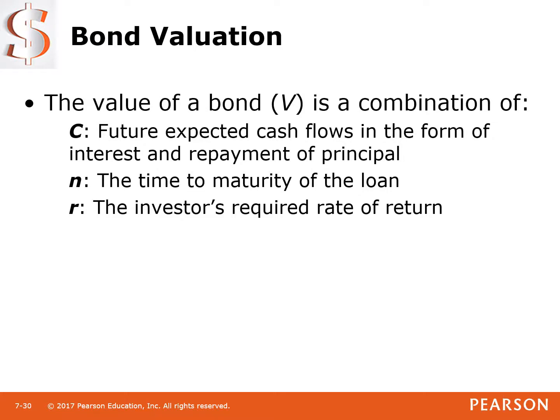We're going to look at the future expected cash flow. Now, we already said, what are the two things that will come back to the purchaser of a bond? Interest and principal. The time to the maturity of the bond, the loan, and the investor's required rate of return. What do they want out of the bond?